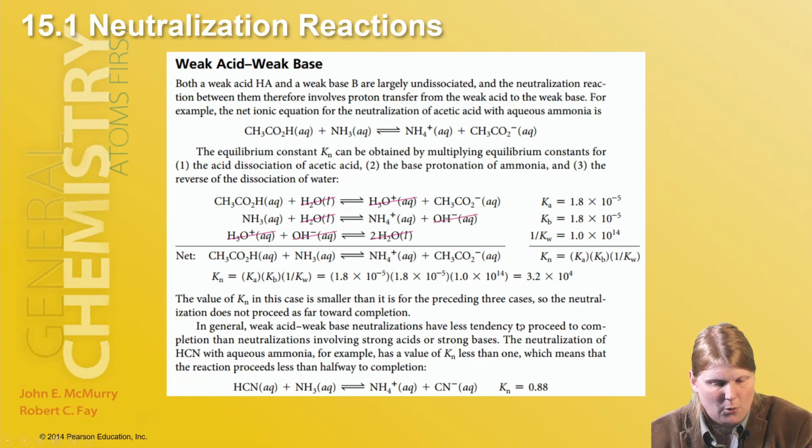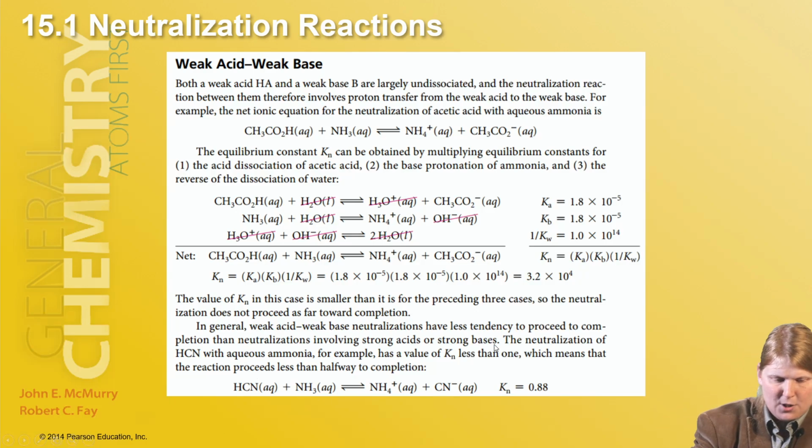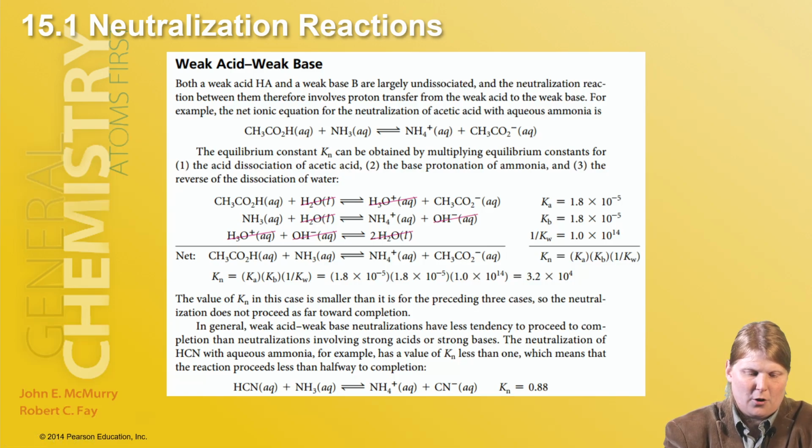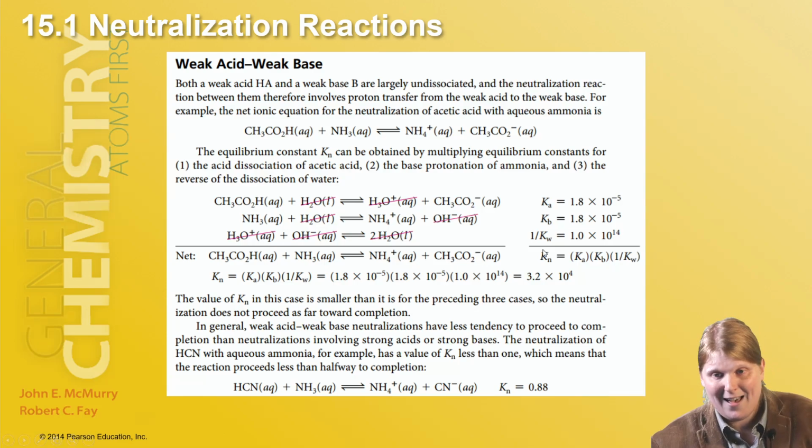So although this is lower, the system still proceeds toward completion, but it doesn't necessarily go all the way toward completion in this instance. It's just not as big of a number in these instances, but it still highly favors the products. Weak acid, weak base neutralizations have less tendency to proceed to completion than neutralizations involving strong acids and strong bases. Those neutralizations are assumed to go essentially to completion. And as we saw, they had very high values for their Kn value. But now, for these reactions, we see a much lesser tendency, like 5 orders of magnitude-ish. But it still does proceed that way.